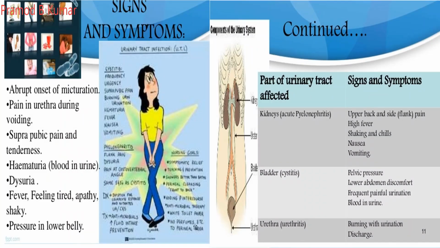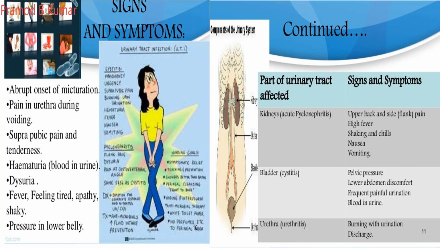So what are the signs and symptoms of urinary tract infections? They are abrupt onset of micturition, pain in the urethra during voiding, suprapubic pain and tenderness, blood in the urine, that is hematuria, dysuria, fever, feeling tired, apathy, shakiness, and pressure in your lower belly. So these are some of the signs and symptoms of urinary tract infection.